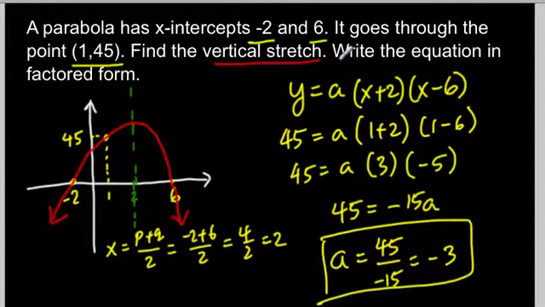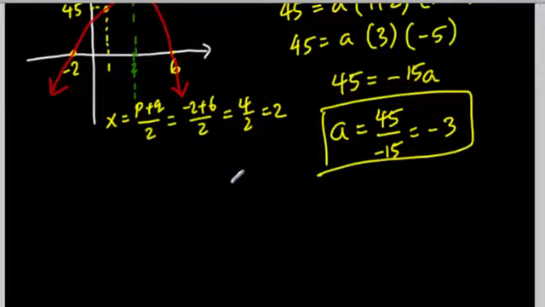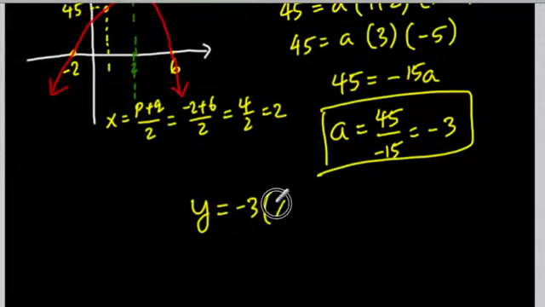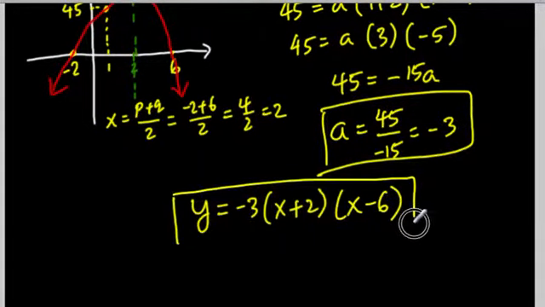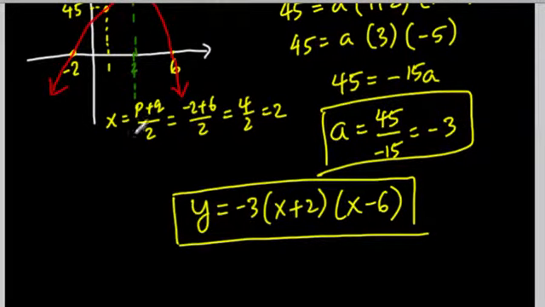Now the second part of the question is to write the equation in factored form. Let's just do that. So y is equal to -3. We've said this is going to be x plus 2, because that's -2. It's going to be the opposite here. And the other one will be x minus 6. So this is how you write it in factored form, and we're done.